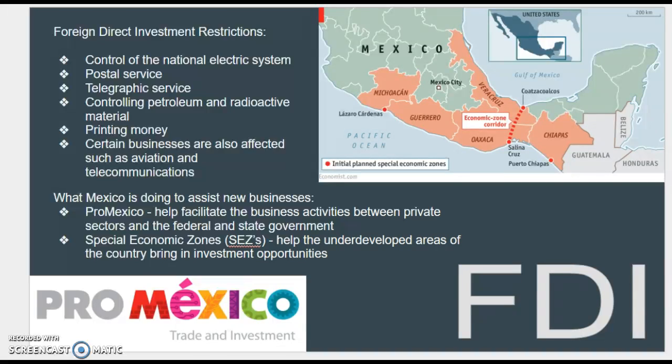An agency was created to help facilitate business activities between private sectors and the federal and state governments. This agency is called the Investment Promotion Agency, ProMexico. The purpose of this agency is to strengthen programs and resources with the intention of helping the Mexican economy grow. Lastly, special economic zones were created in 2016 with the intention to help underdeveloped areas of the country bring in investment opportunities. Special economic zones, or SEZs, add incentives for investors to take in.